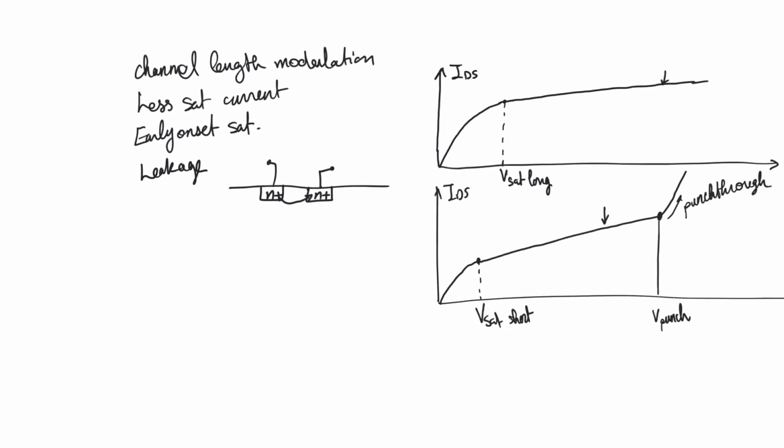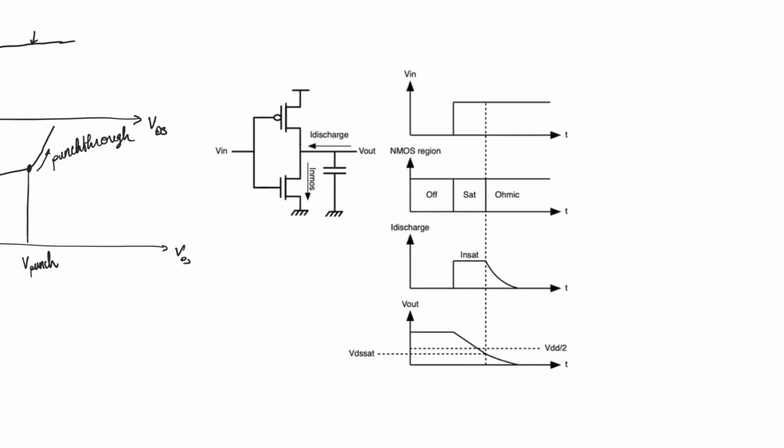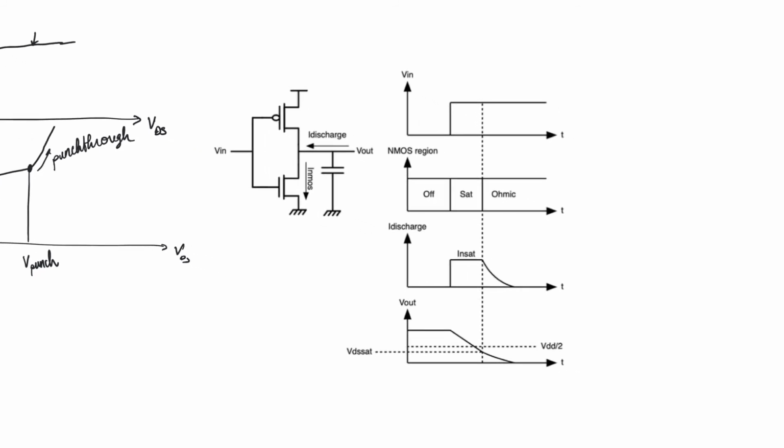So what impact does this have on design? I would say that the major impact we have on designing circuits comes from two things: from the early onset of saturation and from channel length modulation. In fact, channel length modulation has far-reaching impacts, perhaps even more so than velocity saturation.